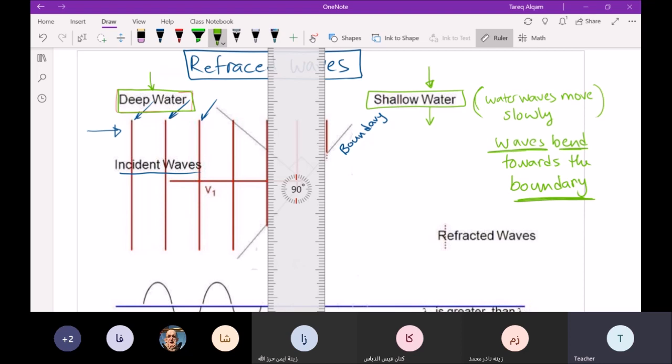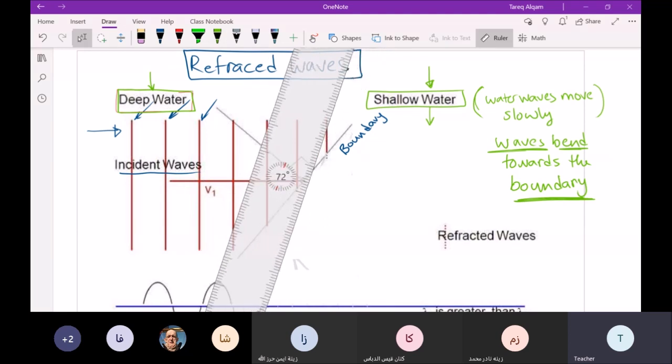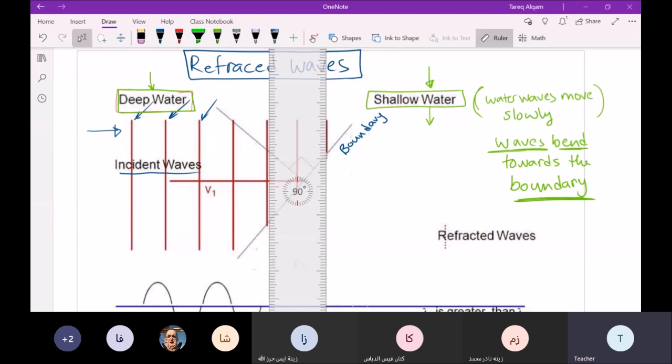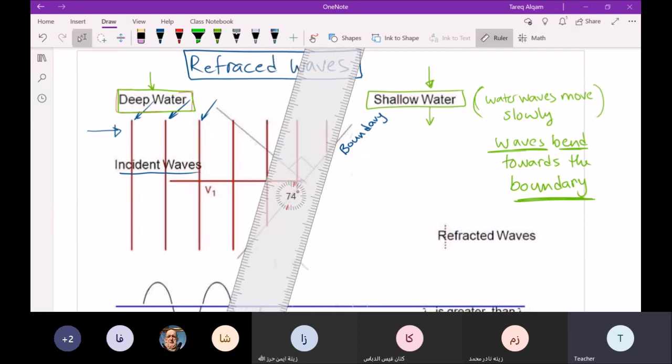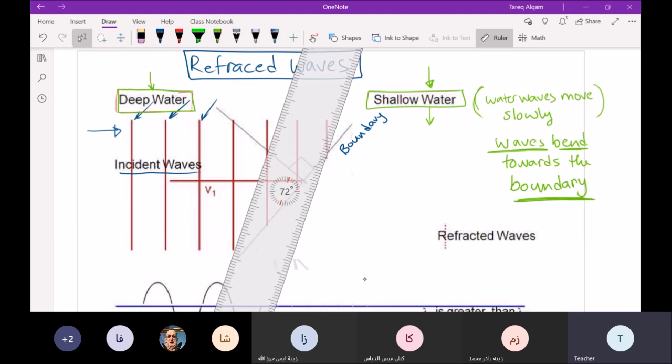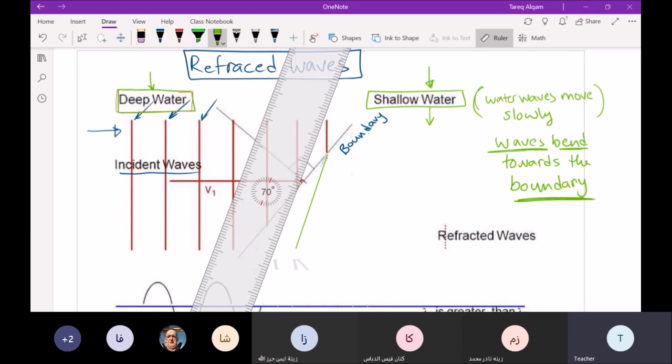Look how I will draw the waves now. This wave bends towards the boundary. See how I moved the ruler. I place the ruler in the same direction of the wave. Then this wave bends towards what? The boundary, like this. This is the first wave. This is the second wave. They should be parallel.